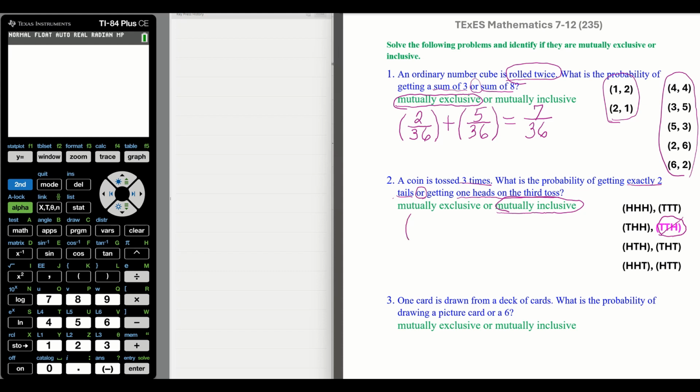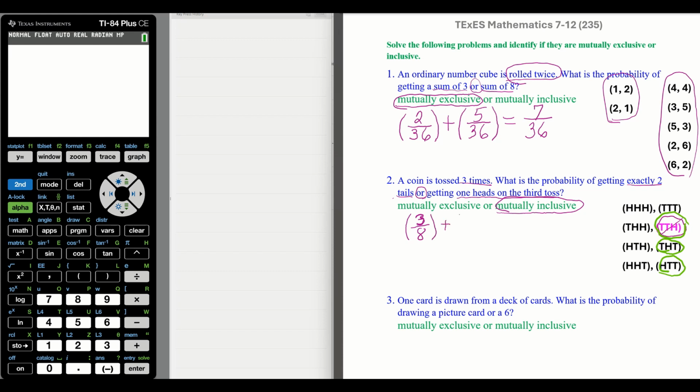Well, the first event is getting exactly 2 tails. Let's see, where do we have 2 tails? Let me change my color. 2 tails, 2 tails. Well, I have 1 here, and I have 1 here. I also have 1 here. We will take him out later, but we've got to include him at this time. So that gives us 3 out of 8.